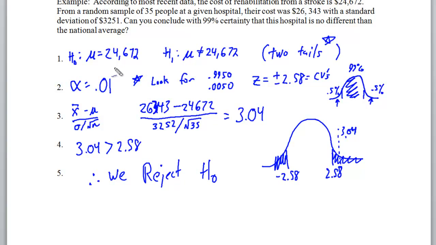So that hospital is not the national average, and we can see that they are much higher, because this is a two-tailed test. This is a 1% two-tailed test, so we're looking at only 0.5%. And since this hospital is in that top 0.5%, they are definitely not doing the national average. So we got to reject the null hypothesis and tell that hospital to look at the books and figure out why things are so expensive.